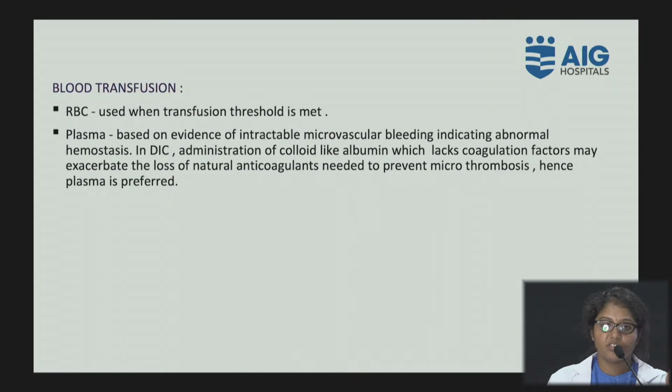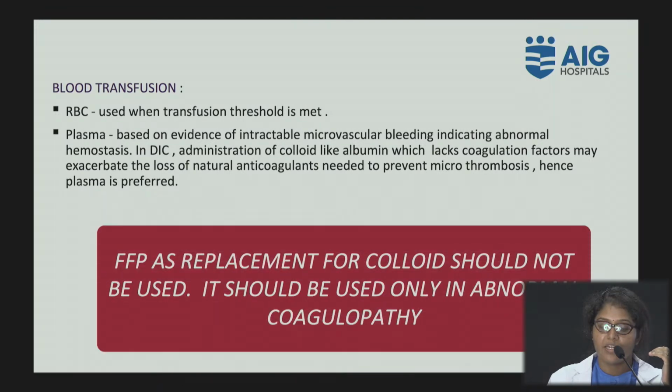Blood transfusion: once the transfusion trigger is met, we infuse RBCs, and plasma is given only if there is intractable bleeding. FFPs should not be used as a replacement for colloid, and should be used only in abnormal coagulopathy.